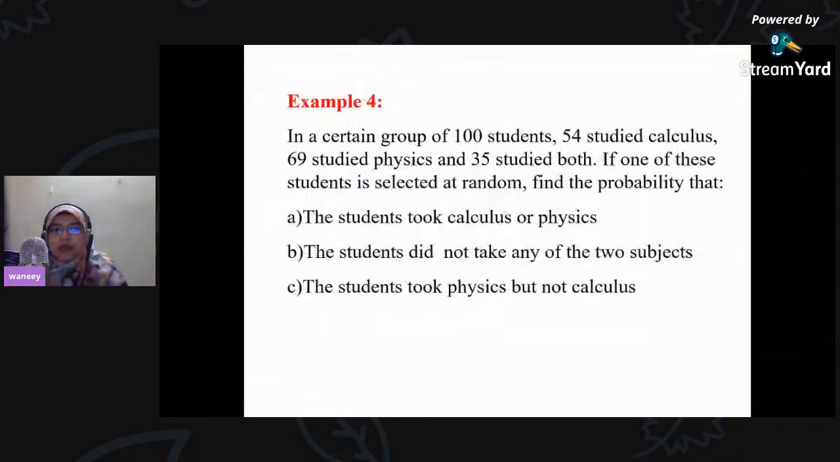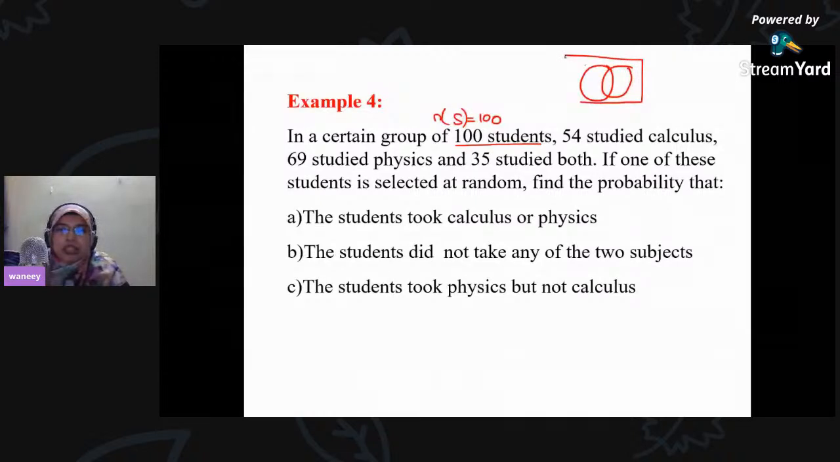Okay, so in example 4, in a certain group of 100 students, so we have a total of 100 students. That means in your sample space, we have 100. So this is the number in our sample space, 100. Okay, so 54 studied calculus, 69 studied physics, and 35 studied both. Of course, we need to have a Venn diagram first. So we need to have physics, calculus, and then both. Since I have only 2 events, that is the reason why I'm using a Venn diagram.